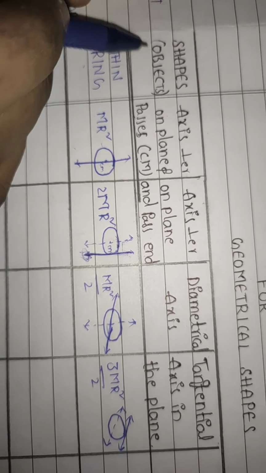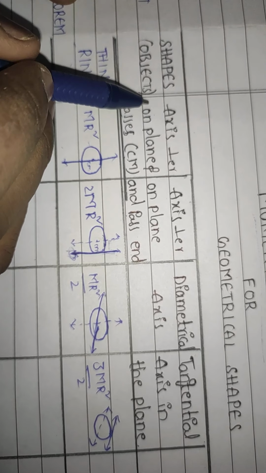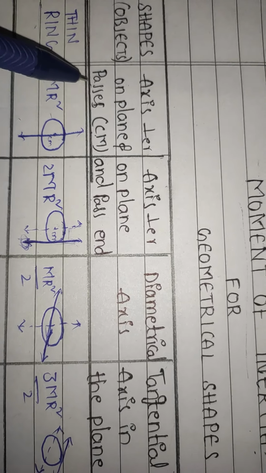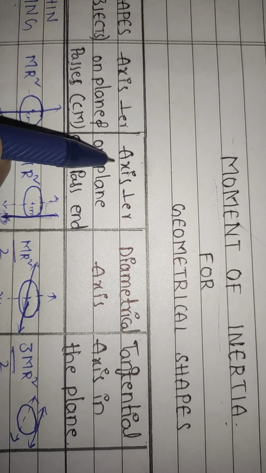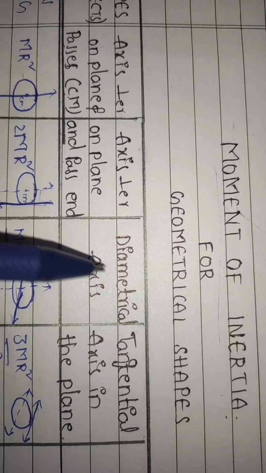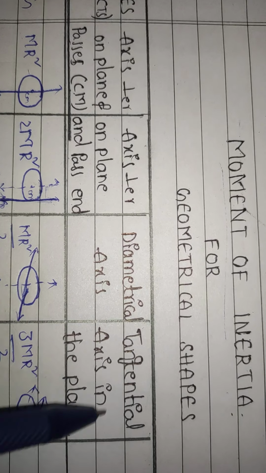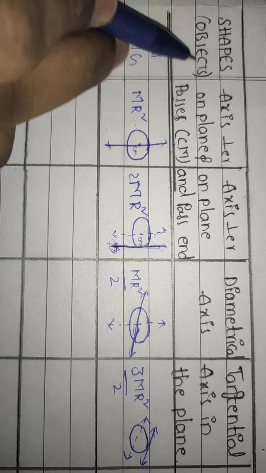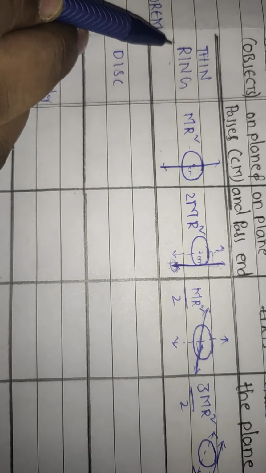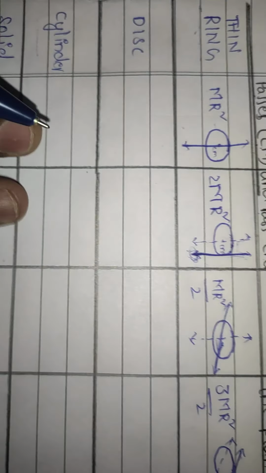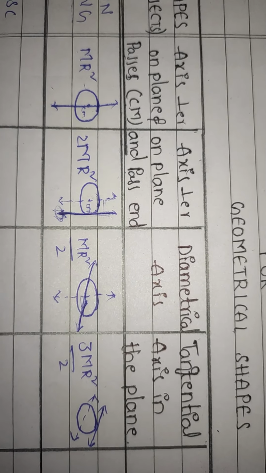First we have to take shapes and the moment of inertia along the axis perpendicular to the plane and passes through center of mass, and axis perpendicular to the plane and passes through one of the end, and a diametrical axis and tangential axis. Now let us take the objects, that is thin ring, disc, cylinder, solid sphere, hollow sphere and rod. First we have to remember this first column.